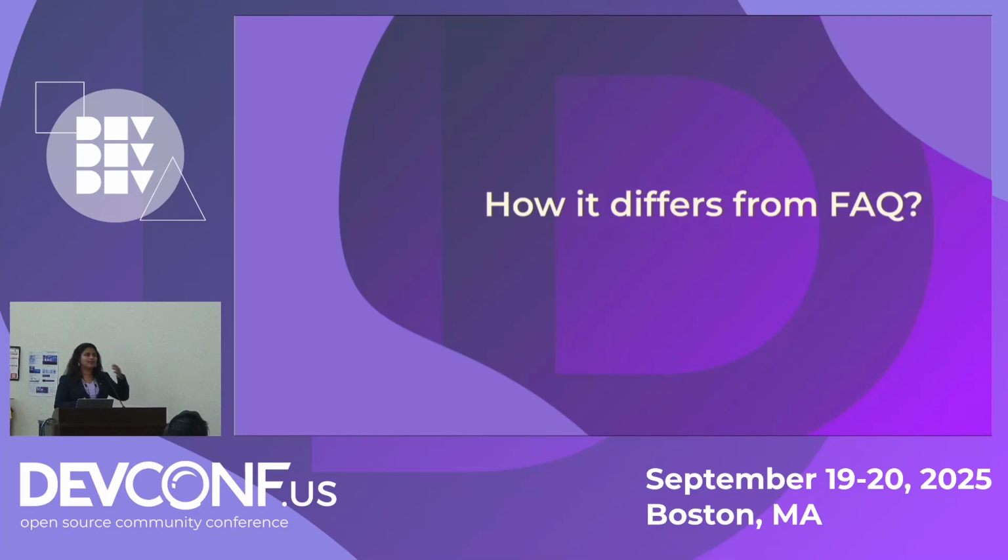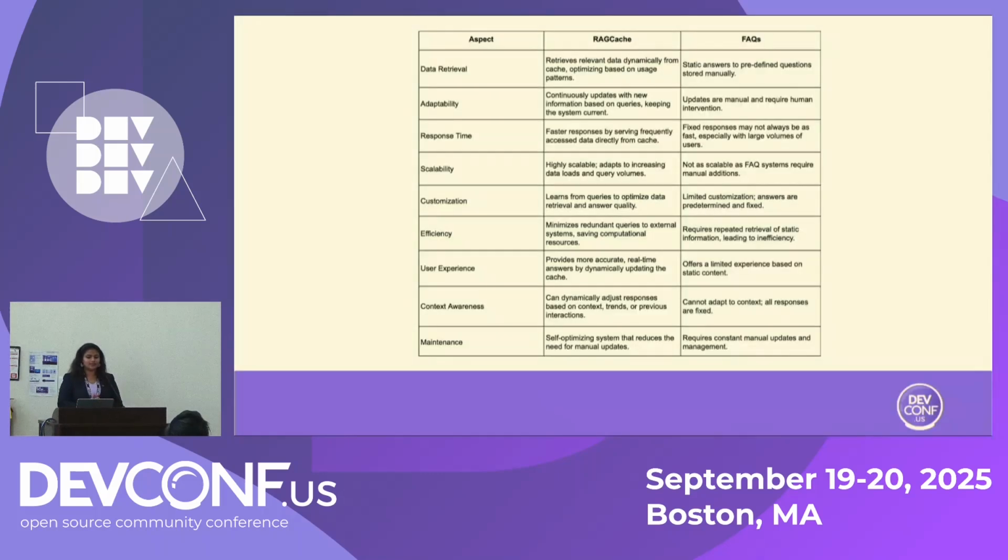Like the cache will be saved as an FAQ, which is very static, but it is totally different. So here you can see that based on the data retrieval, FAQs are very static answers, which are given by the human to predefined questions, which are stored manually. But here it is done automatically by the machine, and it is relevant to the data queries asked by the users. So adaptability: FAQs are adaptable only with human intervention. We have to go and update, but here the RAG automatically gets updated with the newer cache.